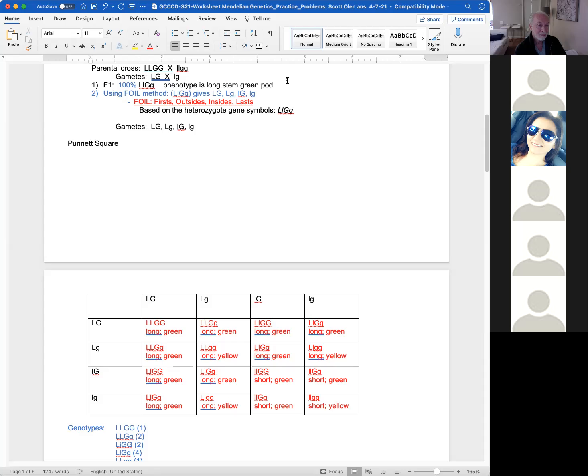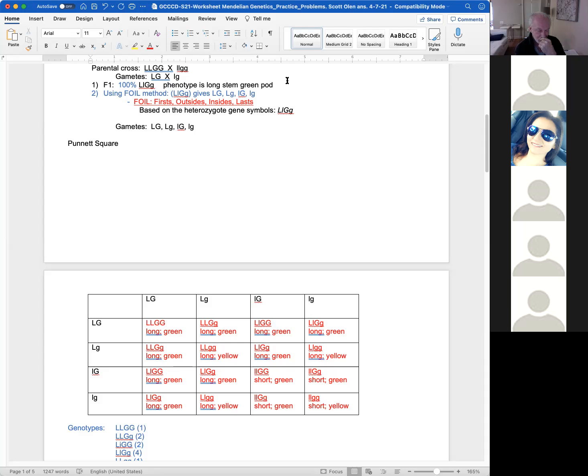So big L, little l, big G, little g, is that a phenotype or a genotype? Genotype, yeah. It sounds very awkward to say, well, this plant is big L, little l, big G, little g. It's not descriptive. So it's a genotype. And since the question asked us, what will be the possible genotypes? Well, we know 100% of the genotypes of the F1 offspring will be big L, little l, big G, little g.